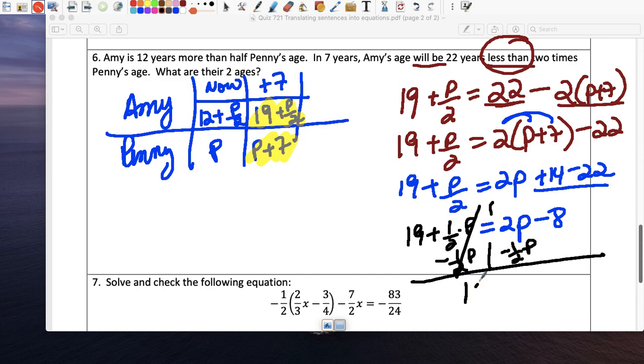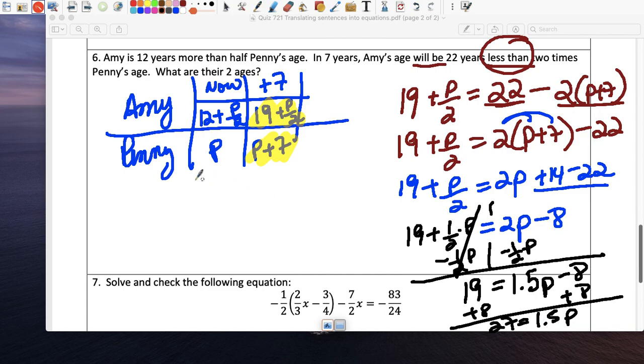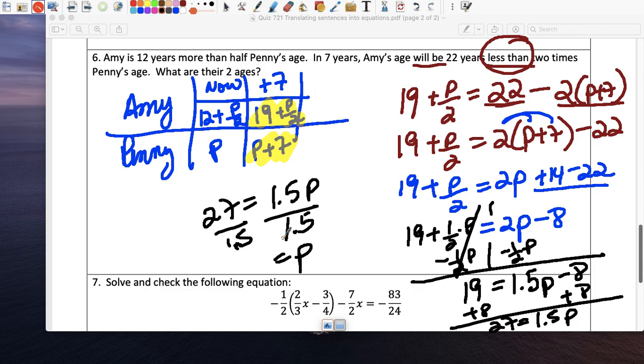So that goes away. I'm left with 19, and 2P minus half P, and we're just going to write it as a decimal, 1.5P, minus 8. Now we do plus 8, that's 27, equals 1.5P. We divide both sides by 1.5, and I have no idea what that is. 18. I divide by 1.5.